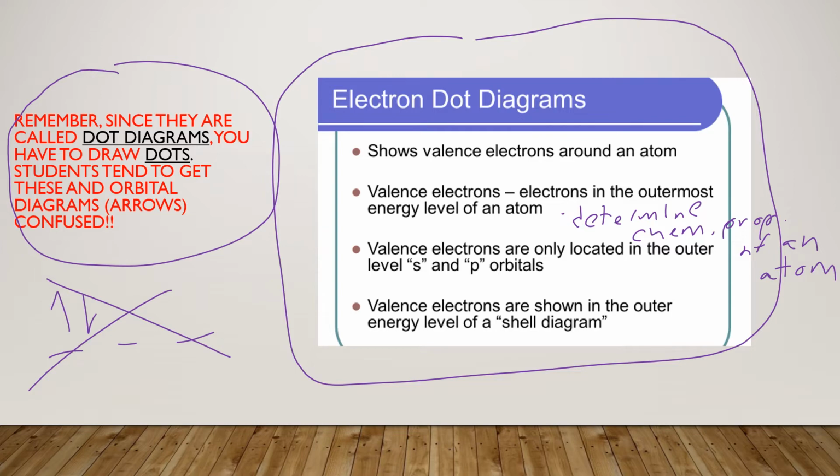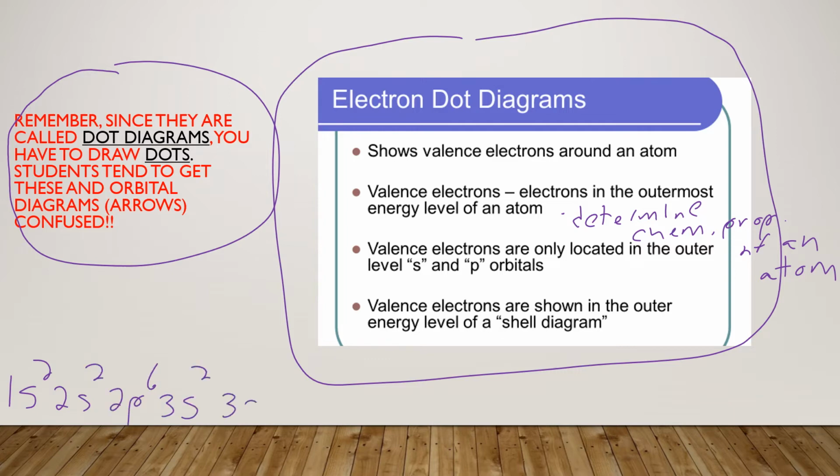So if you look at the electron configuration for, where's my periodic table? Let's say gallium. Gallium is 1s2, 2s2, 2p6, 3s2, 3p6, 4s2, 3d10, and 4p1.